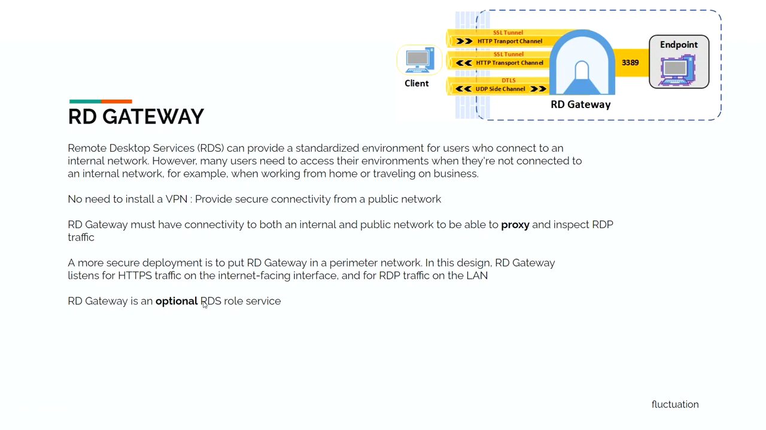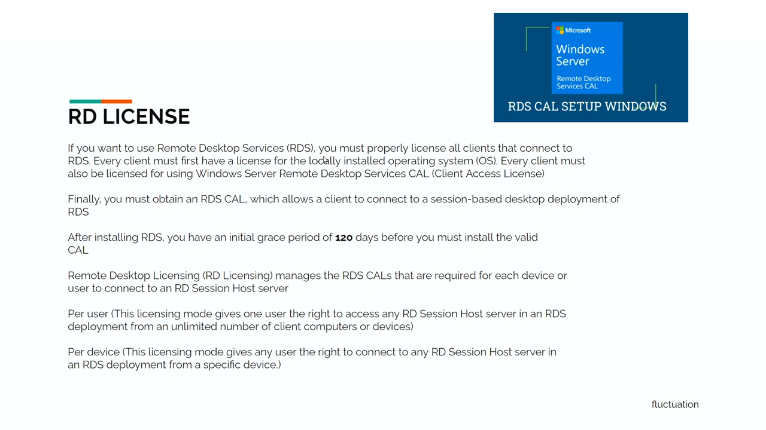And RD Gateway is optional. So you can see here that we have a client connecting from outside. It's doing the tunneling, and here it's 3389, of course. And of course, money.